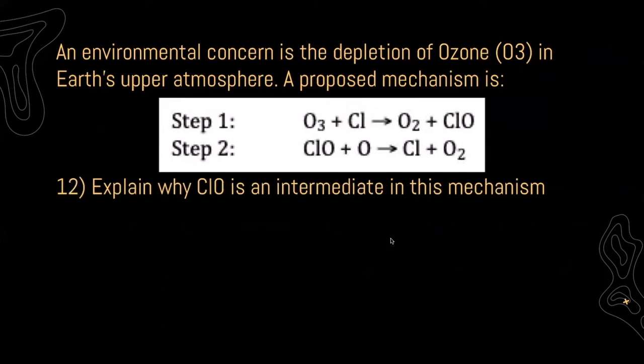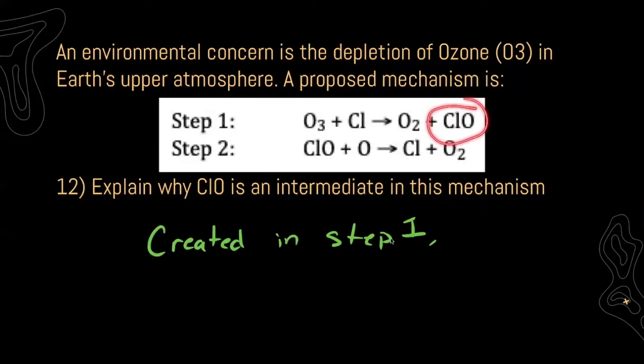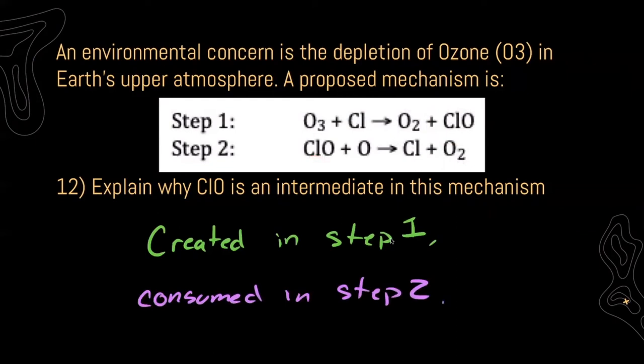12 asks to explain why hypochlorite is an intermediate in this mechanism. Looking at my mechanism, it's created in step 1. We see that as a product between ozone and chlorine. But in step 2, it's immediately consumed again with our oxygen gas. It is created, but then immediately used up in the next step.